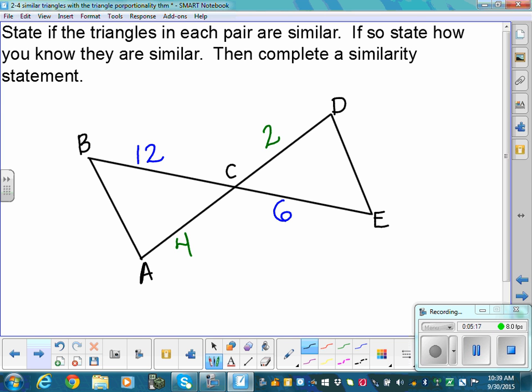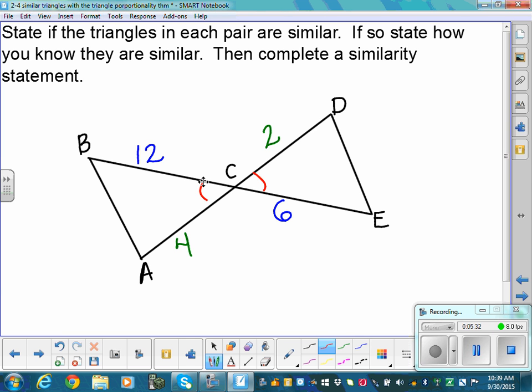So first of all, the first thing I see is vertical angles. Does everybody see the vertical angles? Okay, now look at the order the information's given. We still don't know if they're similar. We're going to have to check more things. We weren't told they were similar. We're seeing if they're similar.